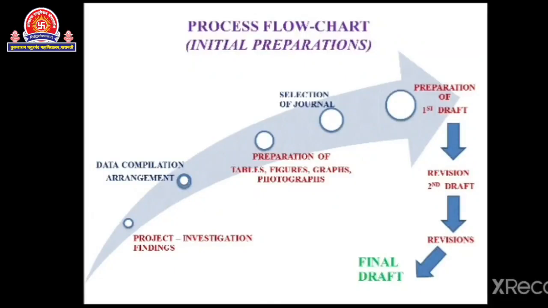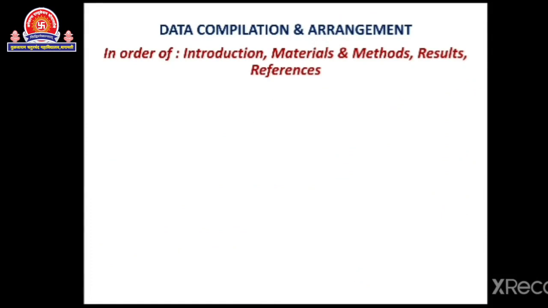We have seen the process flow chart for initial preparation of the manuscript. Before that, in the preparation list, I have mentioned data compilation and arrangement. This is a very important part. Whatever data you have generated has to be arranged in the following order, that is, introduction, then materials and methods.